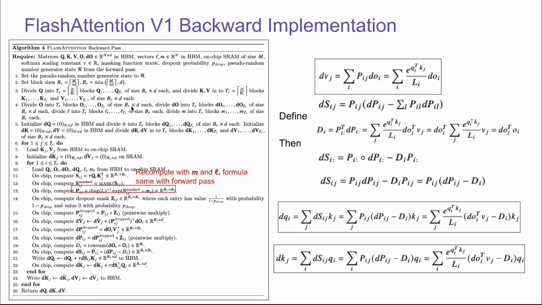This is the detailed backward pass algorithm, and the recompute happens at this step. We recompute P with m and l, and the formula is the same as the forward pass. This is all the mathematical formulas we used in the FlashAttention backward pass. dV equals P transpose dO, so this is pretty straightforward. We have P, we have dO. Just do the multiplication here. This we already know from previous slides. Let's say we define D_i to be this formula, then we can simplify dS_ij to this. So we can rewrite dQ and dK with the definition of D_i. Pause the video a little bit if you need to take a look at the details.